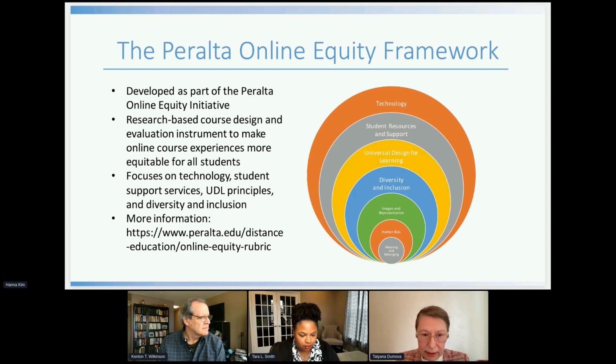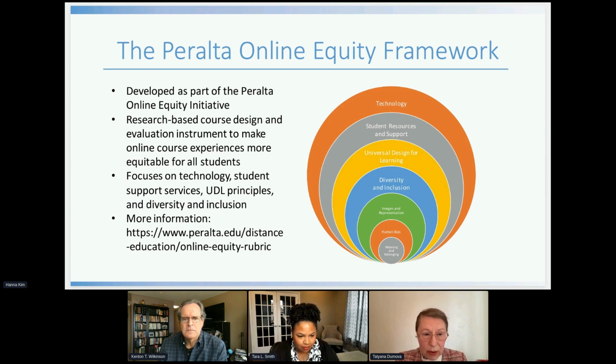There we go. This is the equity rubric, and I would actually call it a framework rather than a rubric. The rubric itself is also available; I pasted it in the chat. This is the PDF of the rubric, and it is CC BY, share alike. The latest version was version 3, published in October 2020.